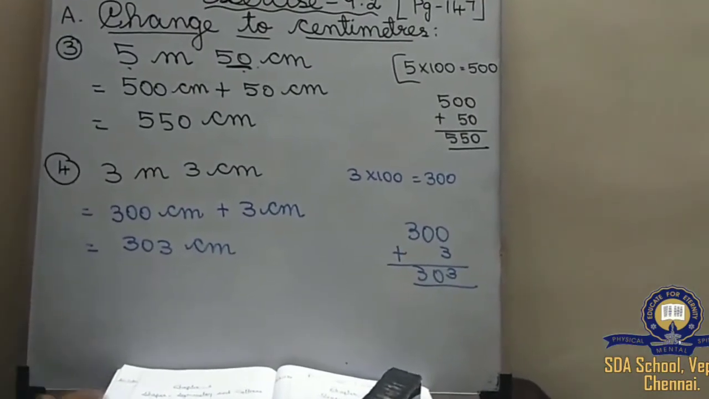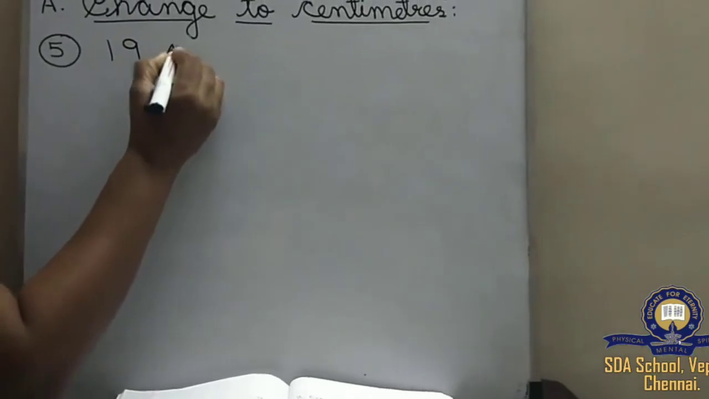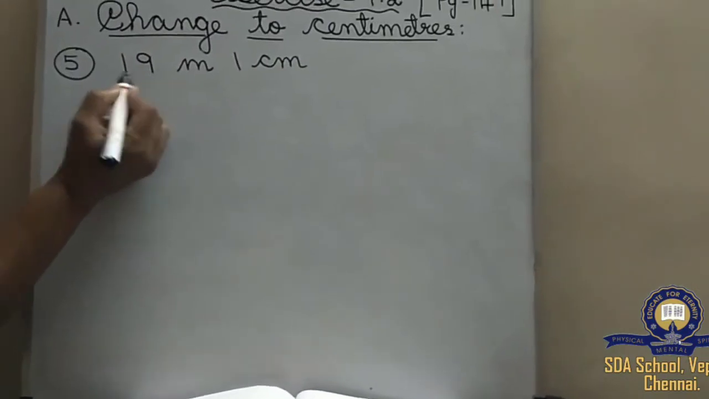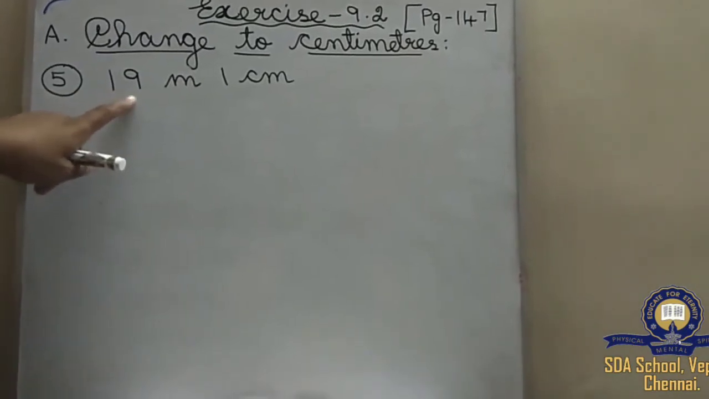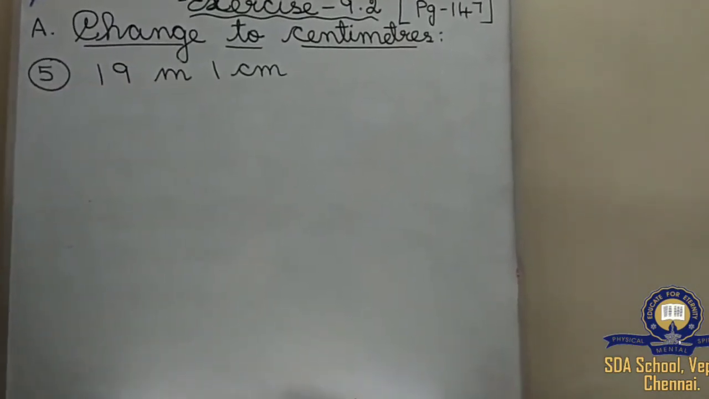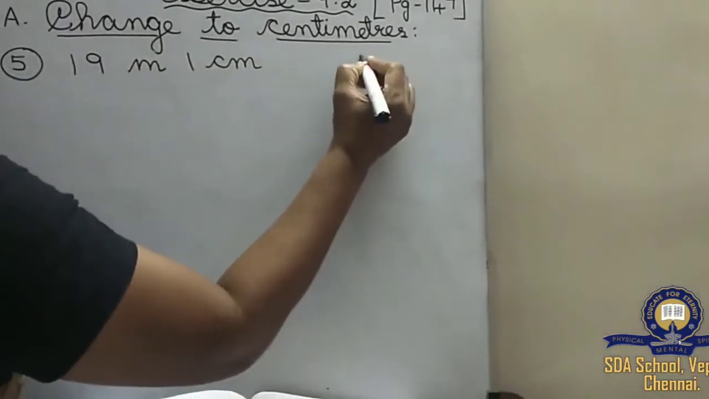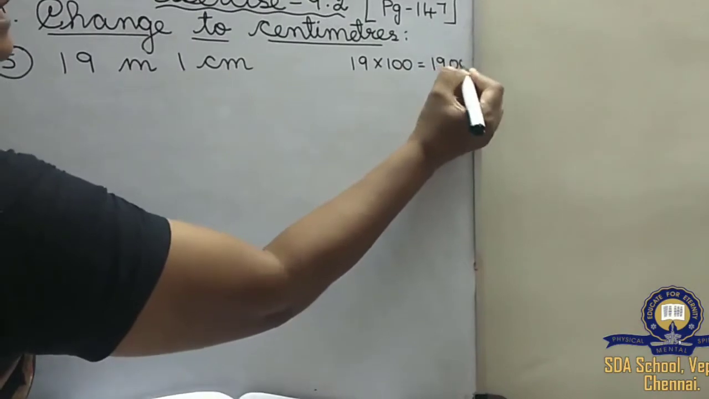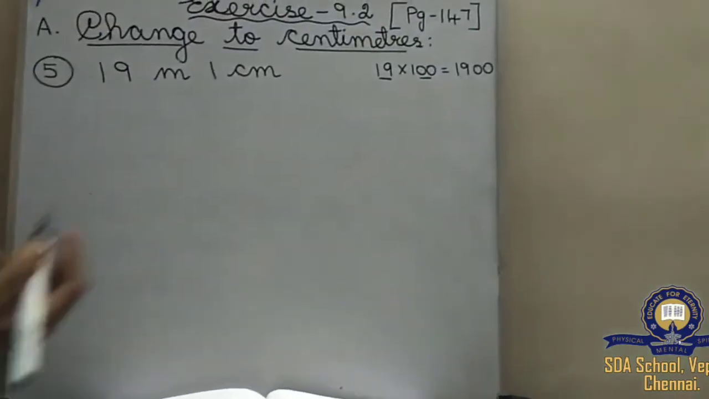Yes, one more sum I will write and then I will give homework for you. Okay, children. The fifth sum, 19 meter 1 centimeter. See here 2 digits are there. We learned only 1 digit, but here 2 digits are there. 19 meter is there. So 19 meter means what you can do, children? 19 into 100. 19 into 100 means what will come? 1900. The 19 you have to write as it is and the two zeros you have to add here. Okay, children, very easy.